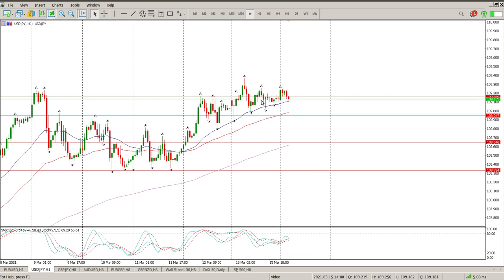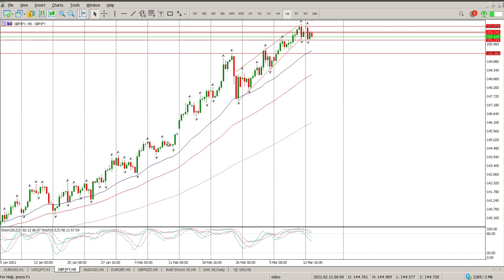This one for me is sit on the sidelines, not really interested in it. We're not even clearing these levels. We're going to have to clear the level properly and come back to test it for me to get long again. I'd prefer to be long at the bottom of the range, somewhere down here. That would be 108.646, or even as deep as 108.334. I suppose we could argue that this area should offer some support as well, 108.947. But that's my view at the moment.